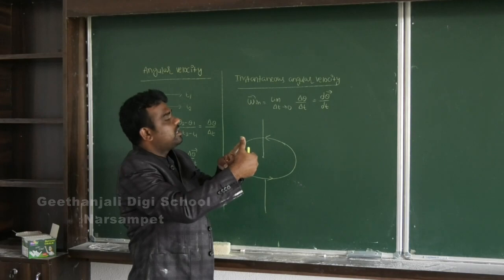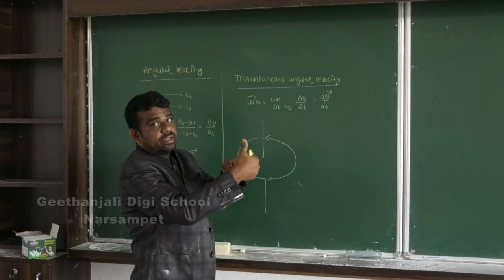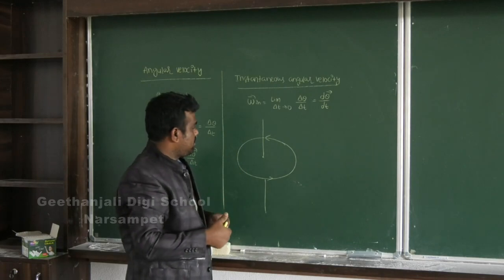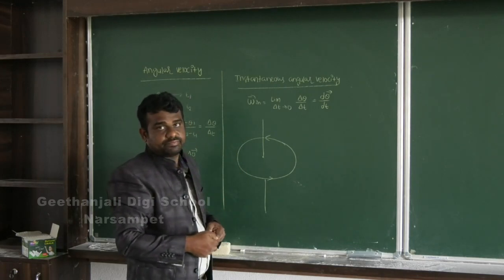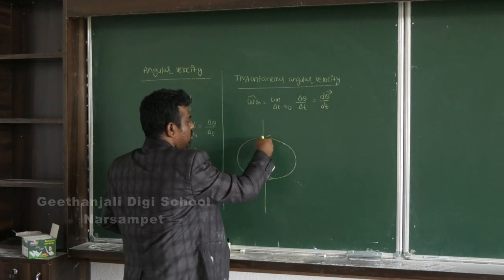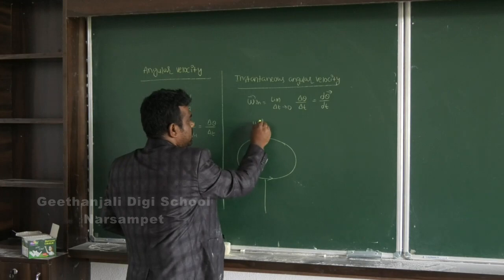So what can I say here? The angular velocity also is an axial vector, because it is parallel to the axis of revolution, right? If the particle moves like this, this is the direction of the angular velocity.